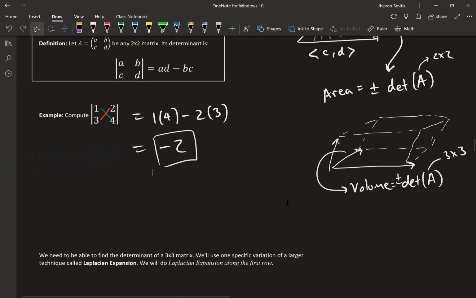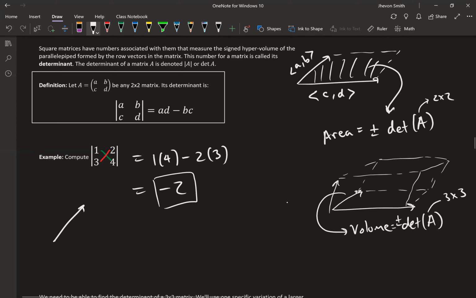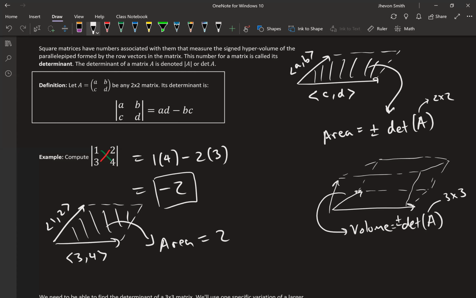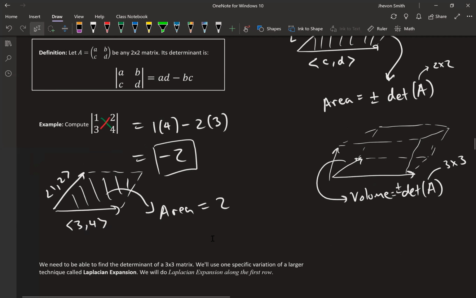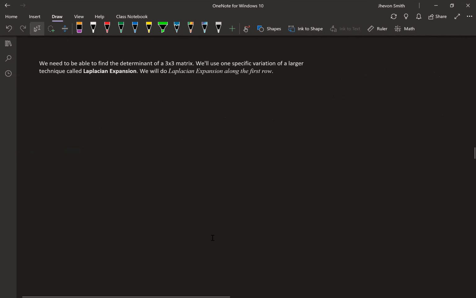And what does that minus 2 represent? Well, if I had a vector which is 1, 2, and another vector which is 3, 4, of course not drawn to scale, and I wanted to find the area here, the area is 2 square units, right? So, okay. But that number associated with this matrix gives you that physical property. Okay, but that's how you do it for a 2 by 2. Okay, cool. Let's move on to 3 by 3.